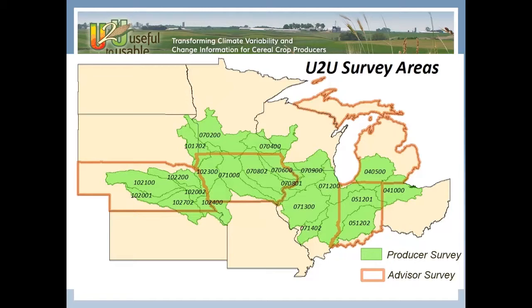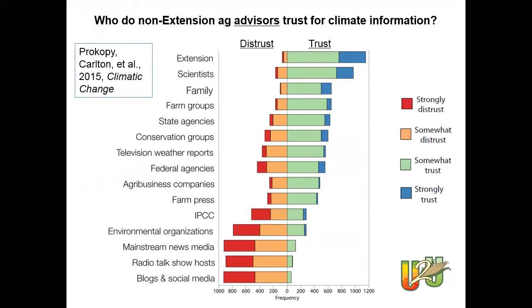What people always like to look at on this list is what's at the bottom here, who's least trusted, which is environmental organizations, really depressing. Yeah. Well, and you have to think about how, in a farmer's head, what an environmental organization is, right? They're thinking Greenpeace kind of environmental organization.